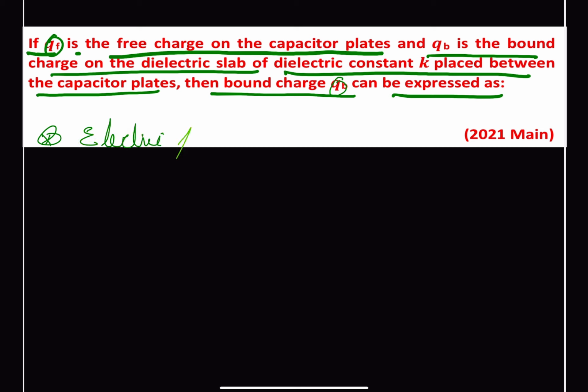Electric field without dielectric. So let us call this as E naught, which will be equal to our charge on the plates, that is QF, and we have epsilon naught times A. And this field is obviously between the plates of the capacitor. Next is electric field with dielectric.